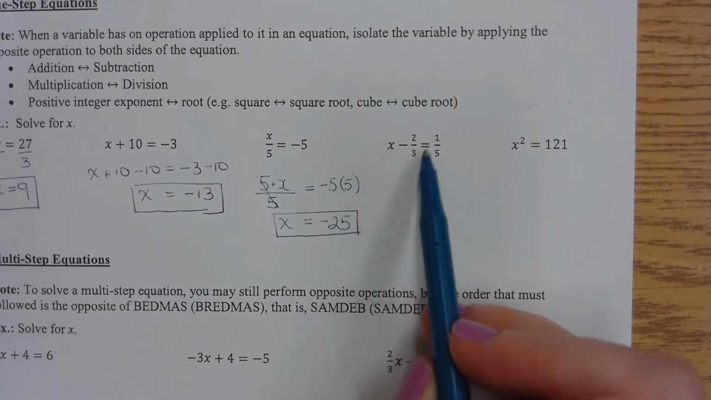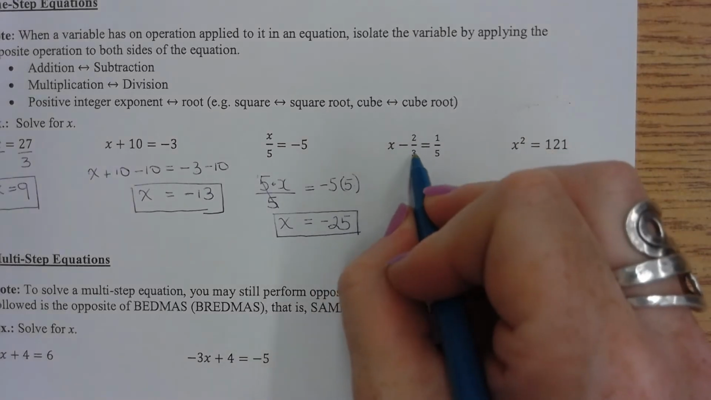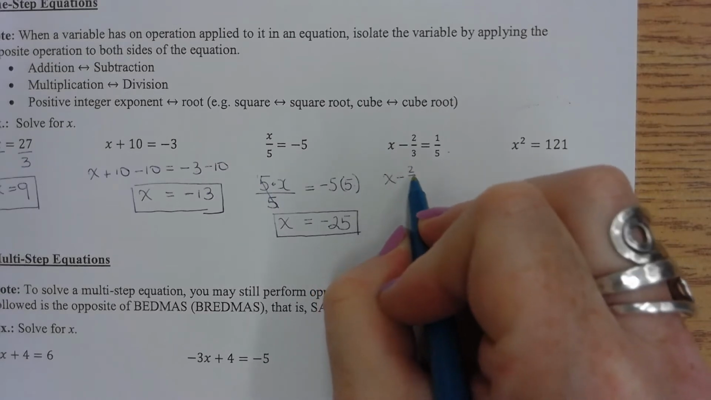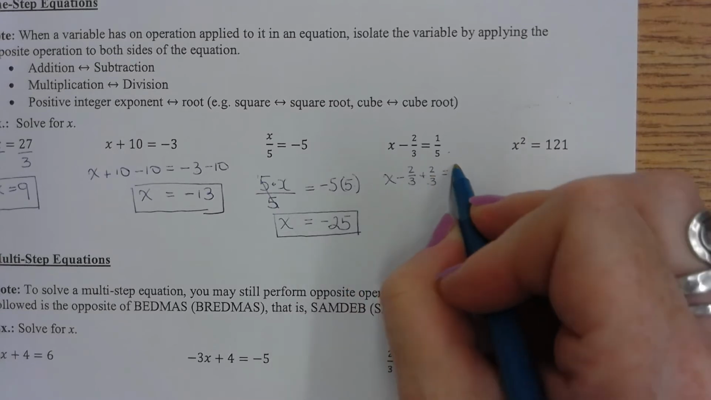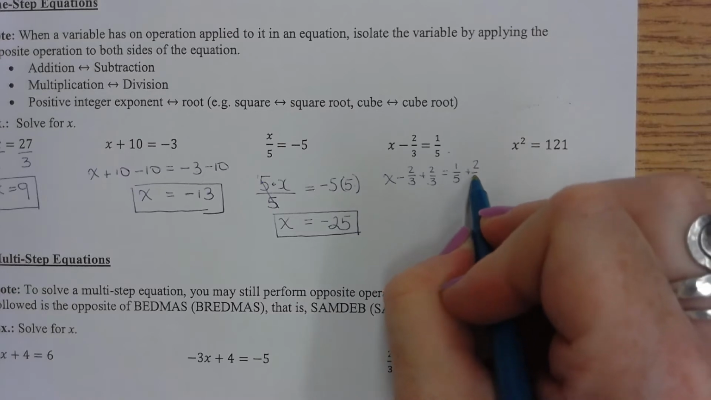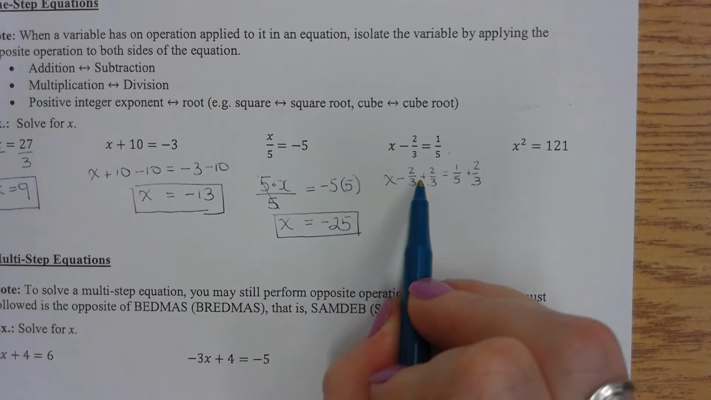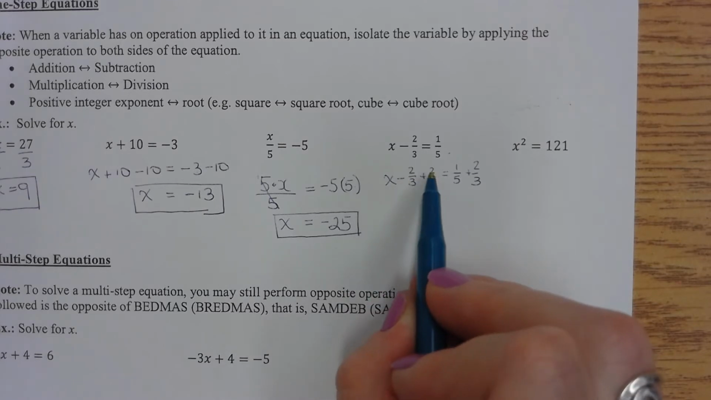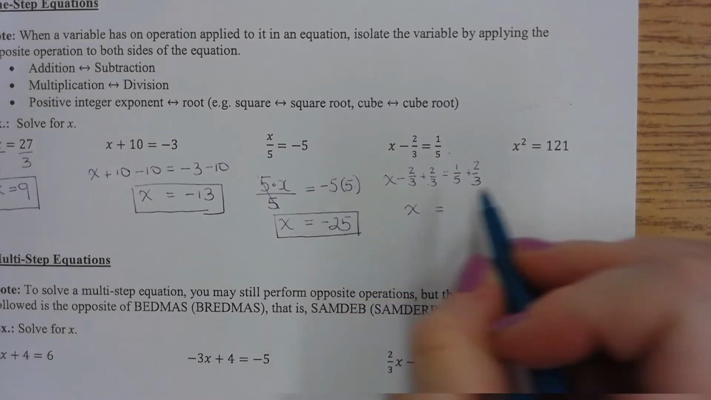So moving on to another one, but this time again we have subtraction. In order to get rid of the subtraction, I want to do an addition. So I'm going to add 2/3 to both sides. So I'm going to take x minus 2/3 plus 2/3 equals 1/5 plus 2/3. So again, if I have a negative 2/3 and a positive 2/3 here, I know that's going to be 0. So that means I'm left with x, and x is going to equal 1/5 plus 2/3.